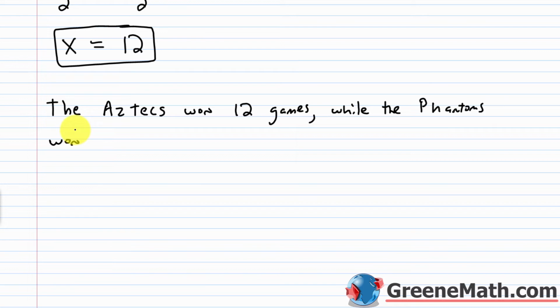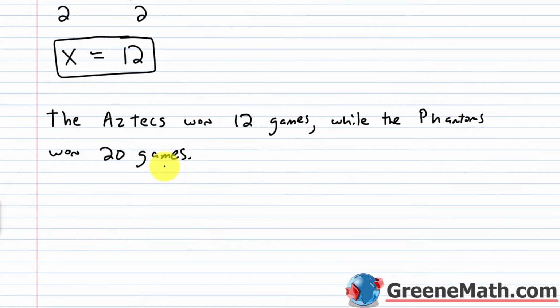So 12 plus 8 is 20, right? Remember, you had x plus 8 to represent the number of games that the Phantoms won. 12 is x. So we now know the value for x, which is 12. Plug that in. 12 plus 8 would be 20. So the Aztecs won 12 games while the Phantoms won 20 games. So now you've answered your word problem.